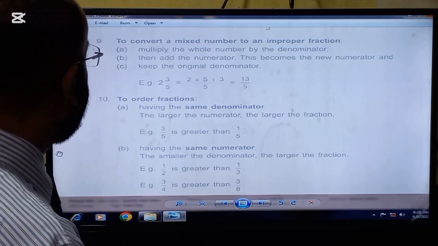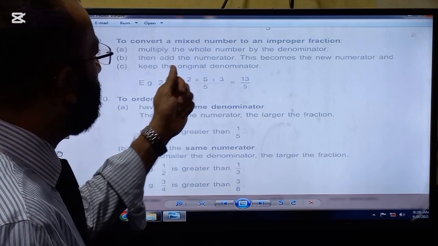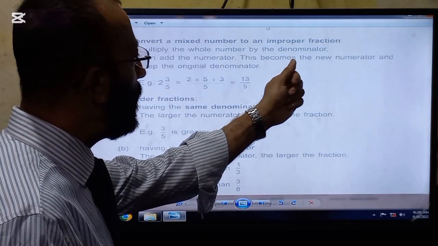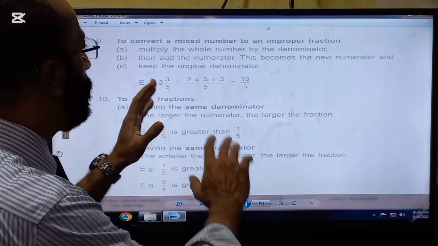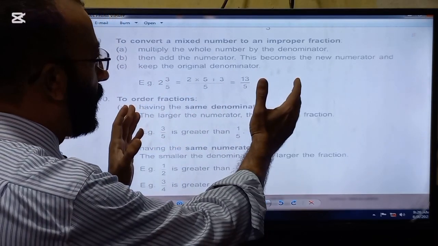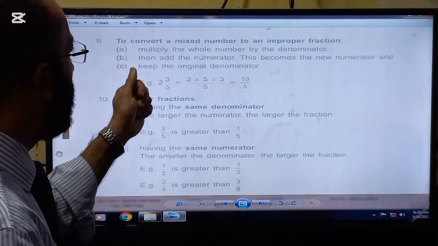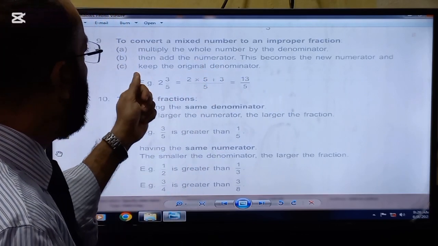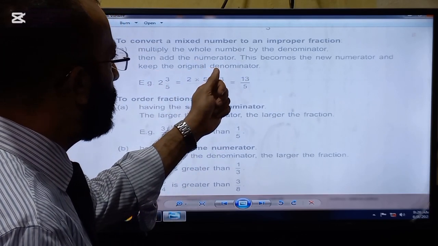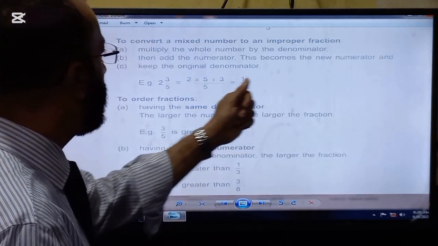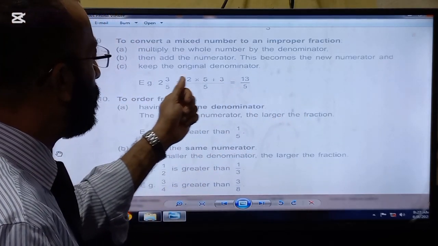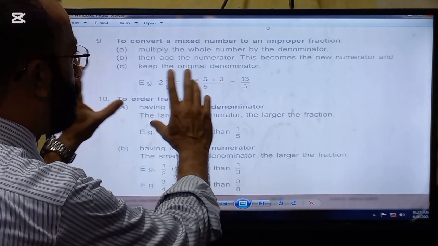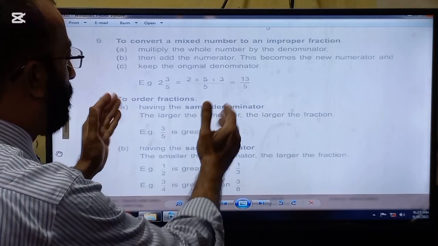The next concept is to convert a mixed number to an improper fraction. To do this, the steps are: multiply the whole number by the denominator, then add the numerator. This becomes the new numerator, and the last step is to keep the original denominator. So we are going to explain these steps with the help of an example.